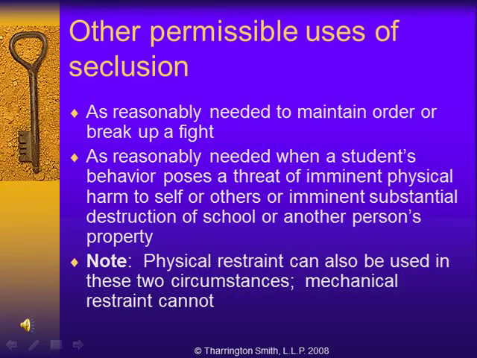So, of the four techniques we've described today, physical restraint, mechanical restraint, isolation, and seclusion, you can see that mechanical restraint is the most restricted and can be used in the fewest circumstances. The permissible uses of seclusion are also quite limited. Physical restraint is somewhat more frequently appropriate, and isolation is the least restricted by law.